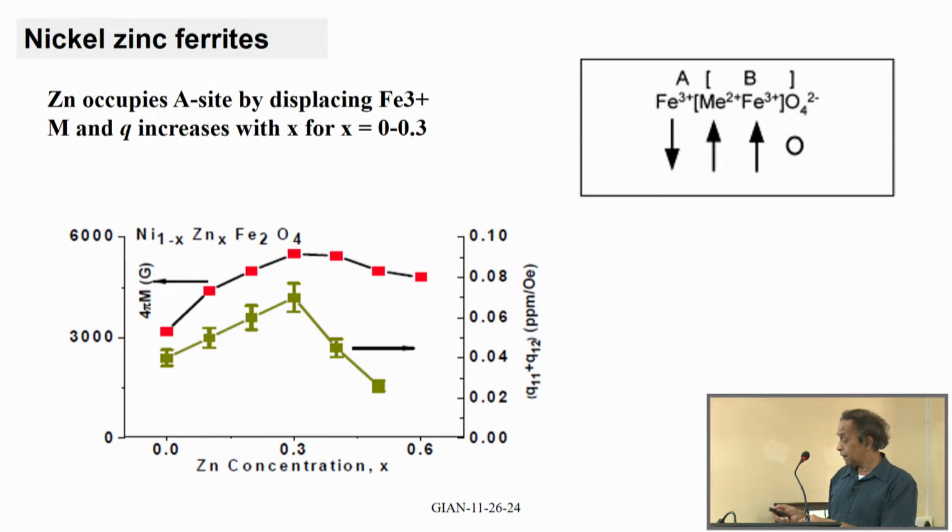In this case, when I say small, up to 0.3, but beyond that, there is a decrease in the magnetostriction and also the magnetization, because the spin structure for high zinc substitution goes from collinear to canted structure. So that's the reason for this decline in the magnetization.